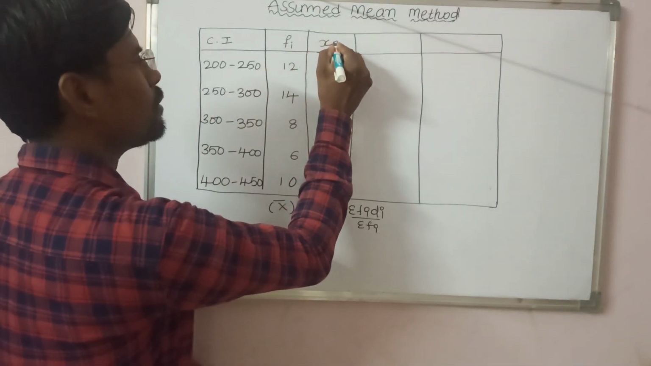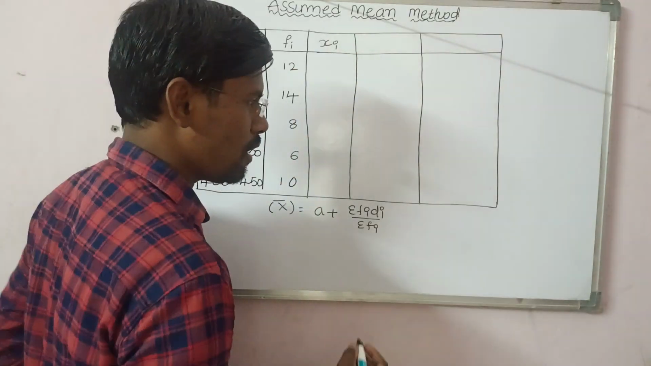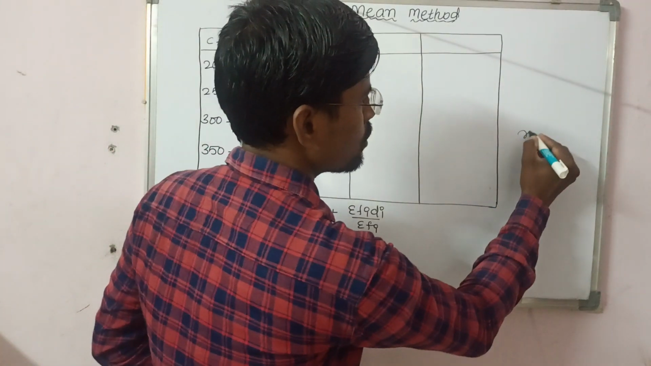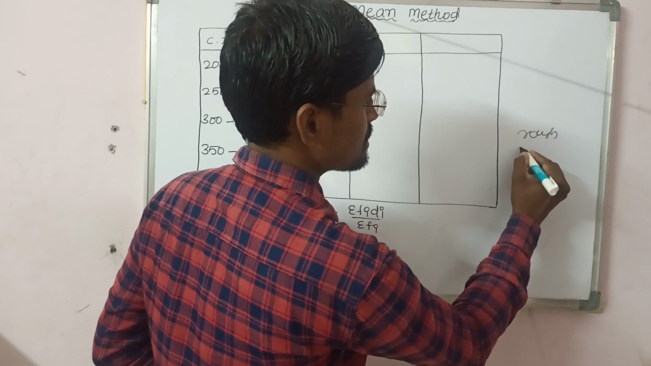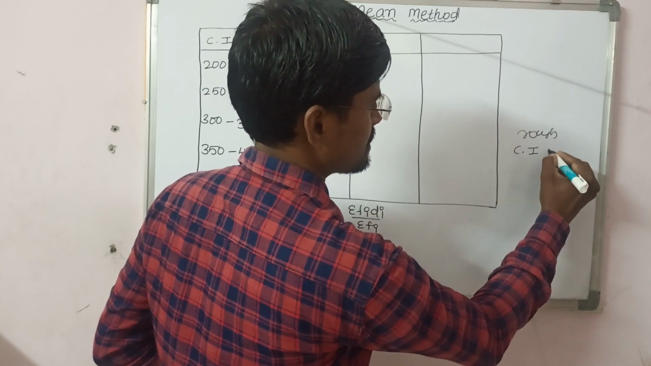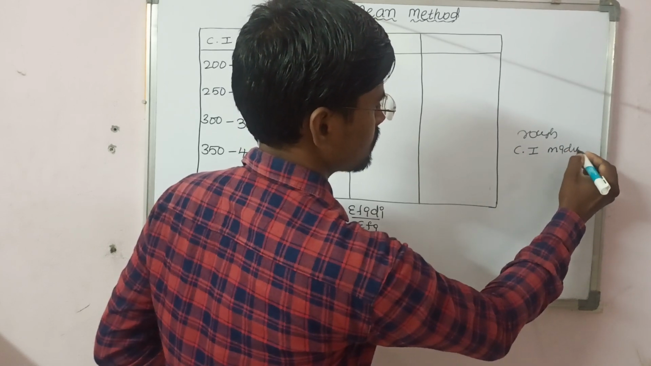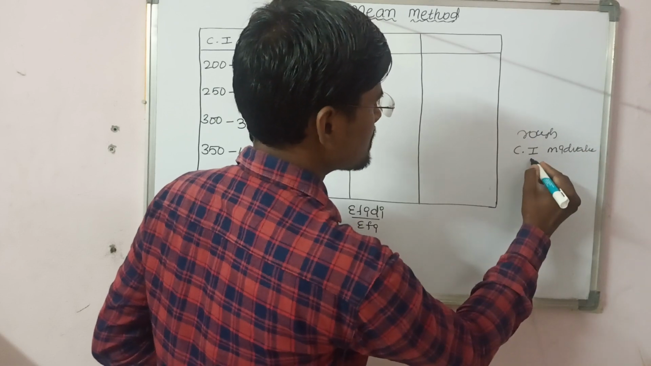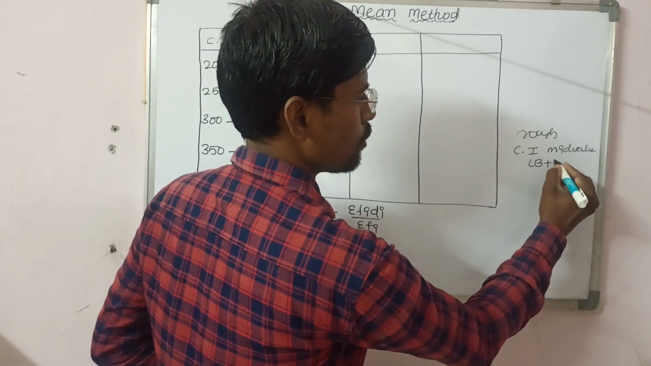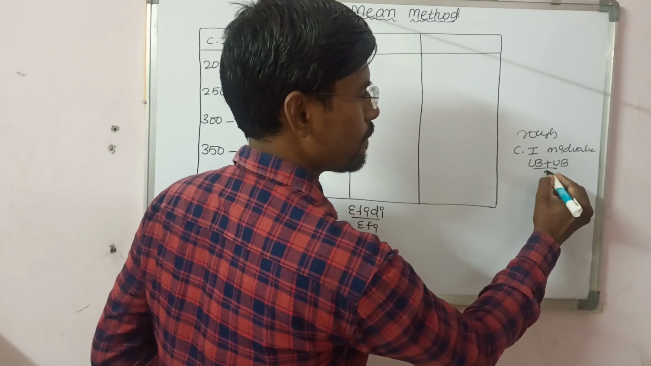How to find the mid value? Which mid value do we have to find? We have to find the mid value of the class intervals. The class interval mid value formula is lower boundary plus upper boundary by 2.